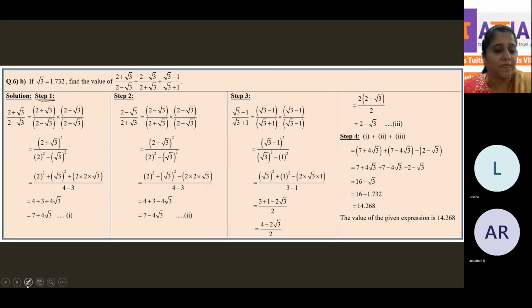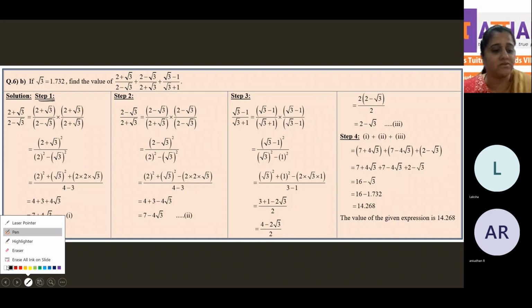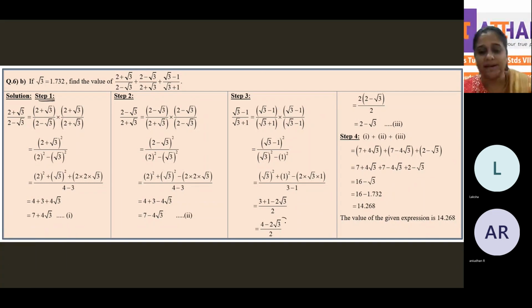Children, listen to this carefully. You can proceed with this in 2 ways. After getting this step, you can do 4 by 2 minus 2 root 3 by 2. So 4 by 2 is 2, minus 2 and 2 will get cancelled, root 3. See here, 2 minus root 3. You can do it in 2 ways. First method I'm telling you.